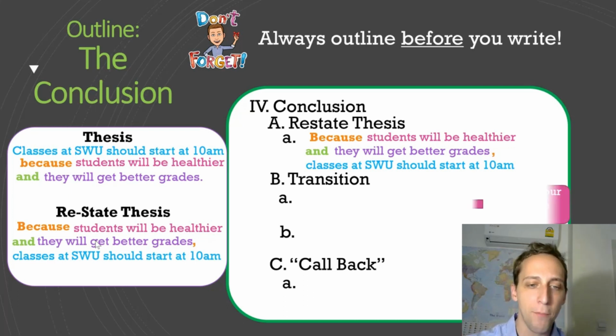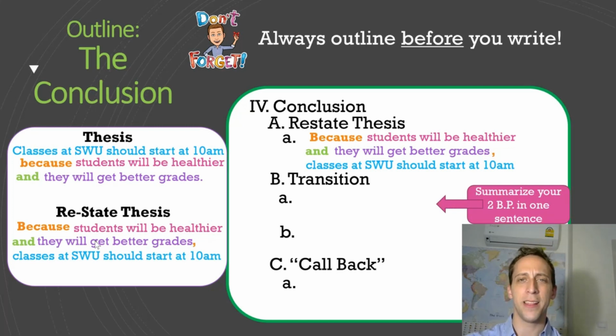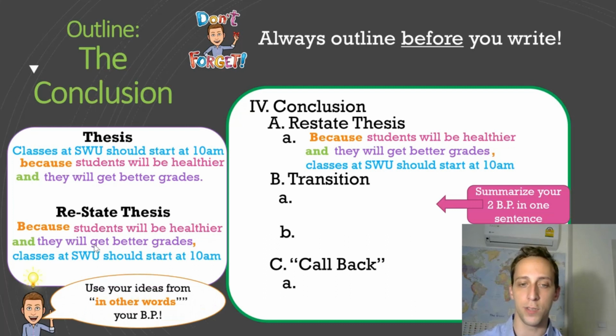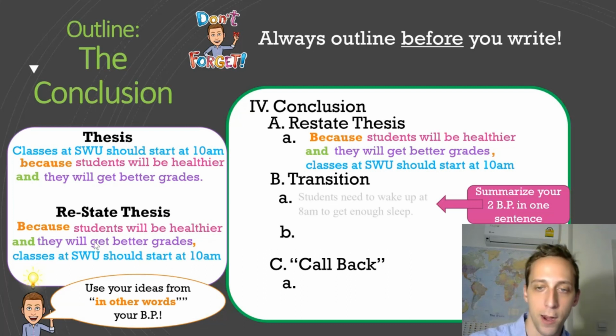And one tip for doing that, there's a couple different ways you can do that, but one tip that I think is useful is that you can use those ideas from the "in other words" part of your body paragraph, where you restated your evidence and said what you took away from your evidence. You can use those ideas, if not the whole sentence, and use that here in your transition to summarize each of those body paragraphs. So I'm going to use that here.